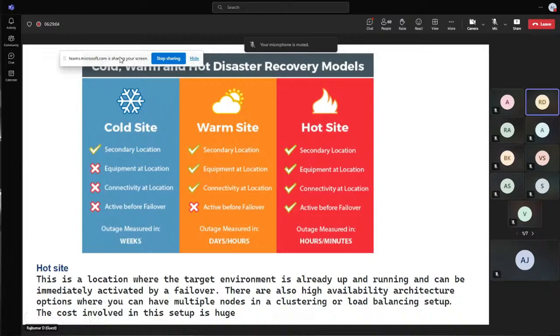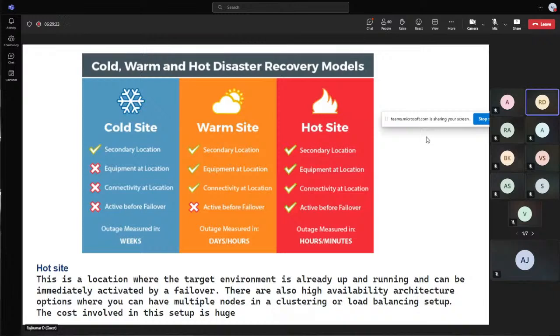So now there are different models in terms of disaster recovery. While we started the session in the morning, we talked about a secondary location outside India or inside India, whether you have all equipment over there, whether you have connectivity, or whether you just have a server with no connectivity, or a server with connectivity, and whether you have active and passive over there or not. Based on this, they are categorizing it as 3 different sites.